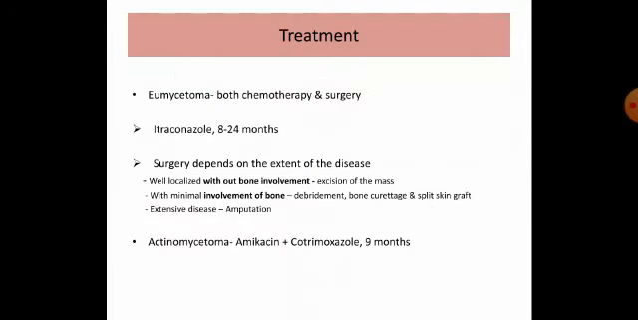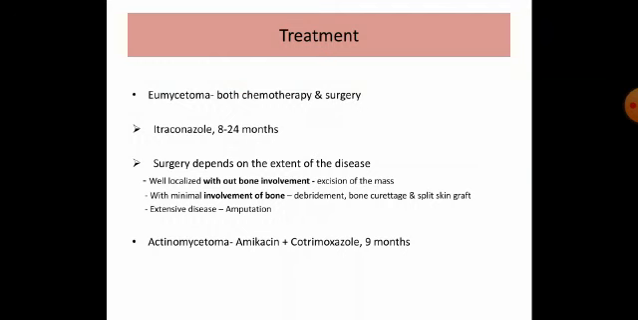Coming to the treatment of mycetoma, you need to subject the patient both for chemotherapy as well as surgical intervention needs to be done. The chemotherapy that we give for mycetoma is itraconazole, which is given for a duration of 8 to 24 months. As we know that these fungal infections don't subside very quickly when compared to bacterial infections. So, the patient is put on antifungals for a very long duration.